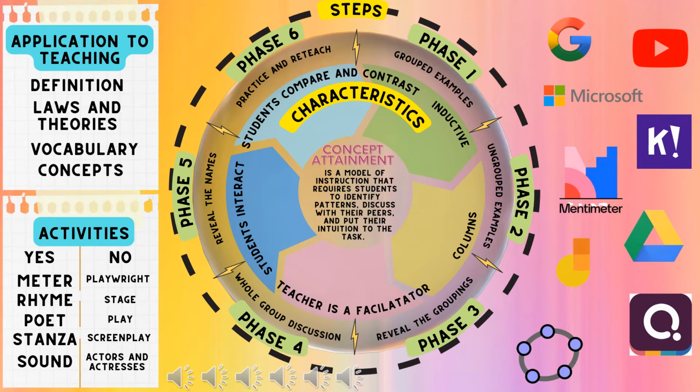These are the steps for conducting the concept attainment model. The first phase, or the first step, is that the teacher gives grouped examples. At least three examples for each column should be given to the students. The task of the students is to think about the patterns and differences between the columns.